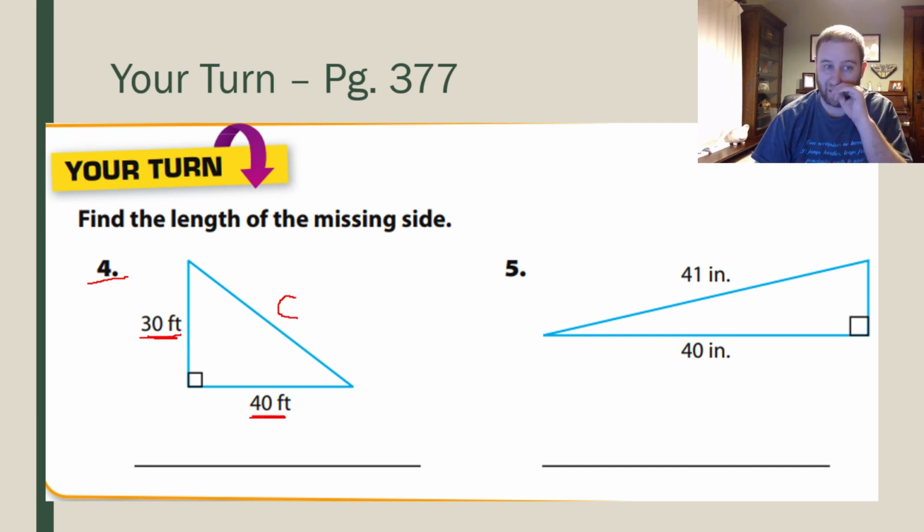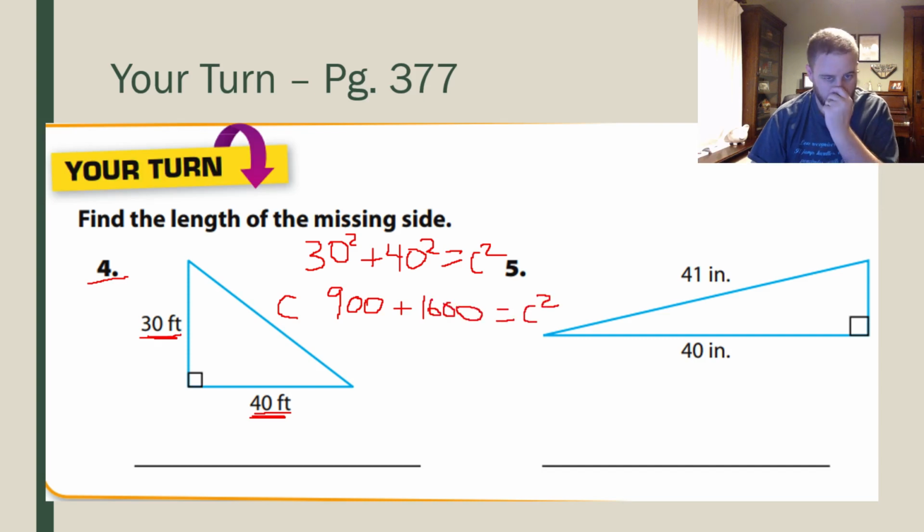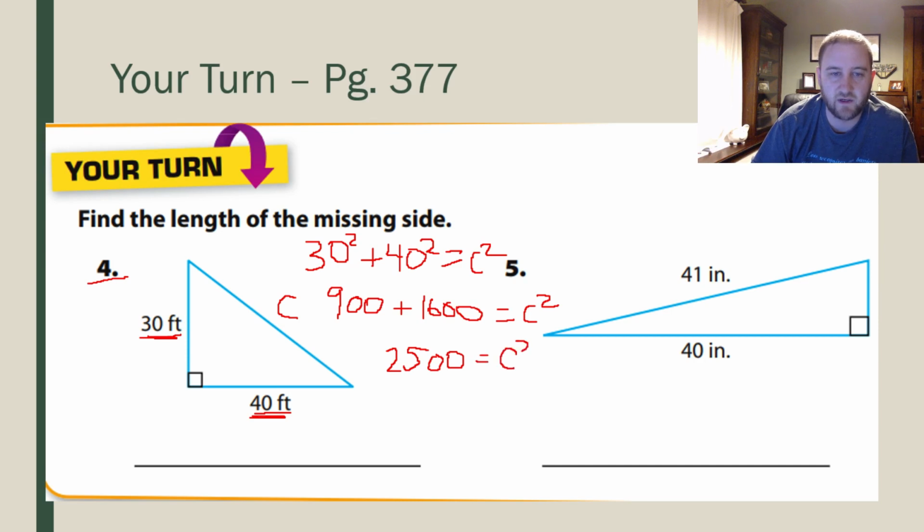We're missing c. So we're going to plug in 30 for a, and 40 for b, so 30 squared plus 40 squared equals c squared. 30 squared is 900. 40 squared is 1600 equals c squared. 900 plus 1600 is 2500 equals c squared. And now we want to take the square root of both sides.